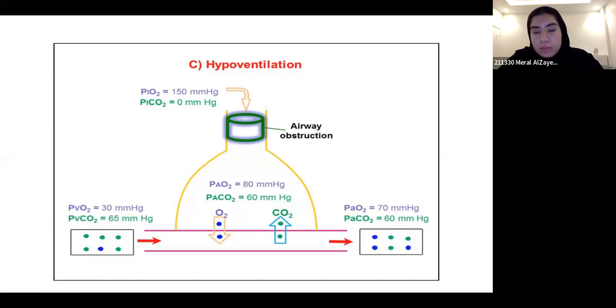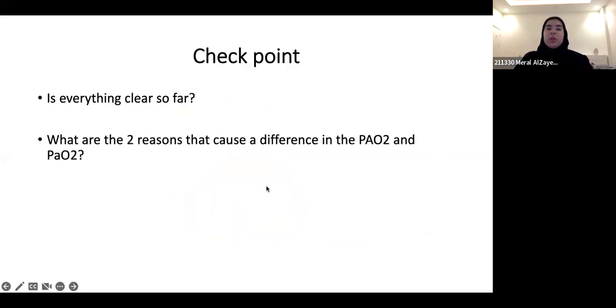Okay, let's move on. So this is a checkpoint. Here's where you guys can unmute yourselves and ask questions. Is everything clear so far?